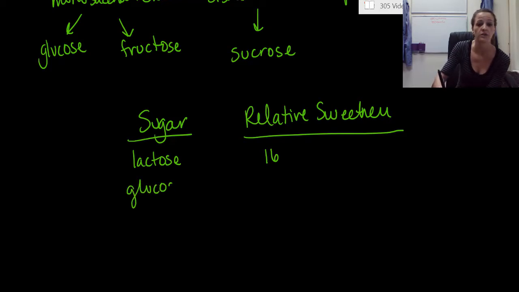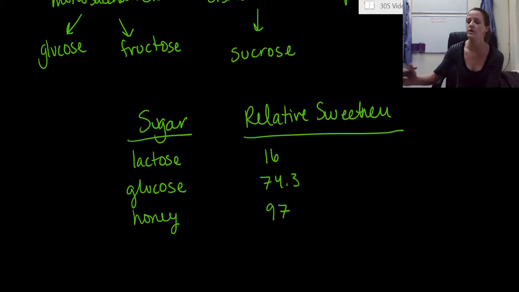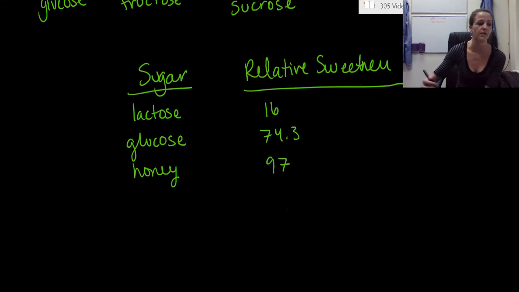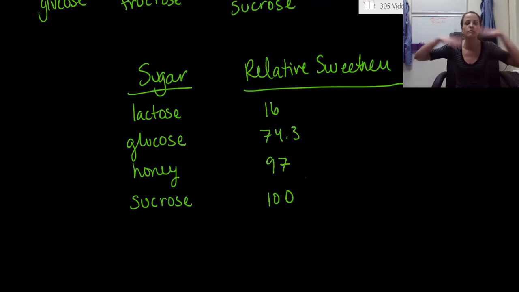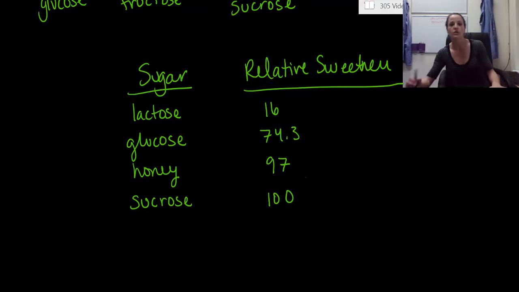Okay. Then we also have glucose. Glucose is about 74.3. Then we have honey. Most of us have probably tried honey before. Honey is relatively sweet. It has a sweetness level of about 97. We also have sucrose. So our disaccharide, sucrose has a sweetness level of about 100. So it's about 25 more, whatever our unit is. This is a relative scale. So it's about 25% greater than our glucose is.